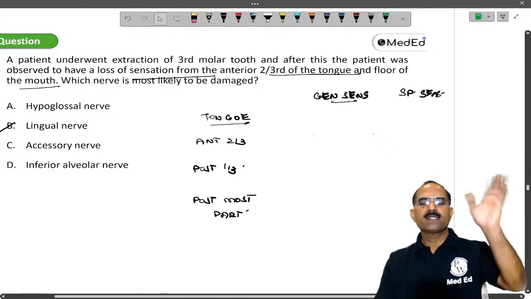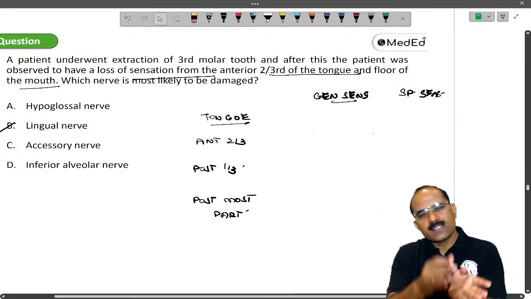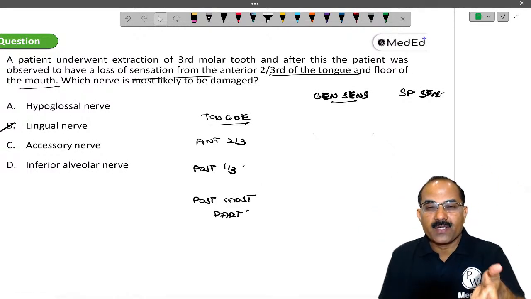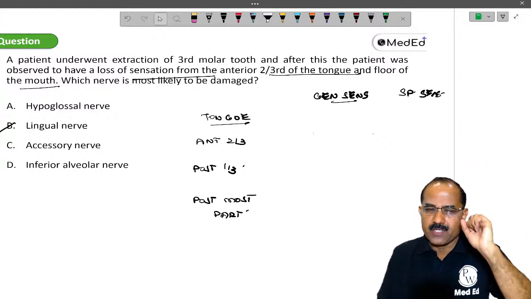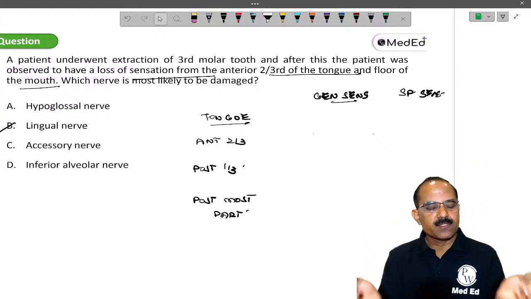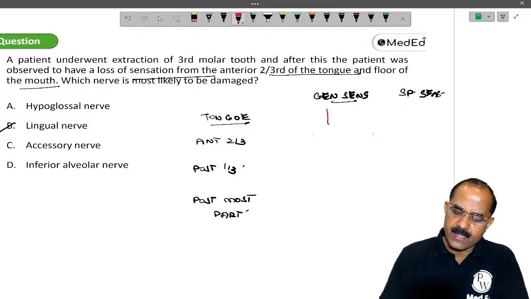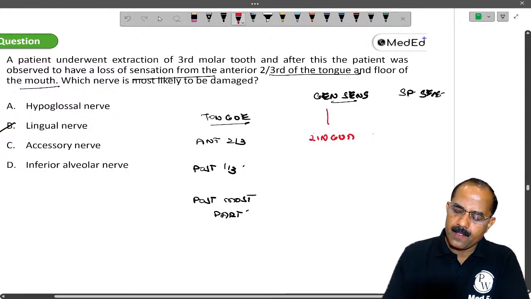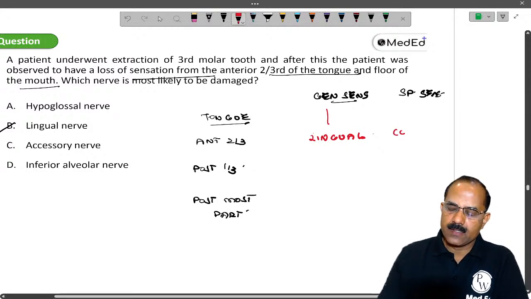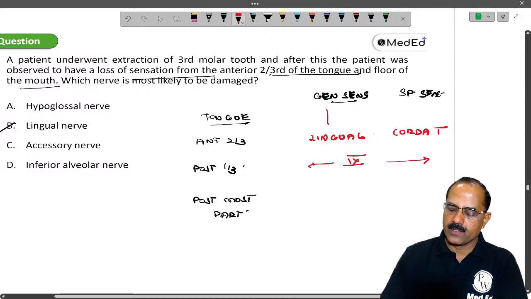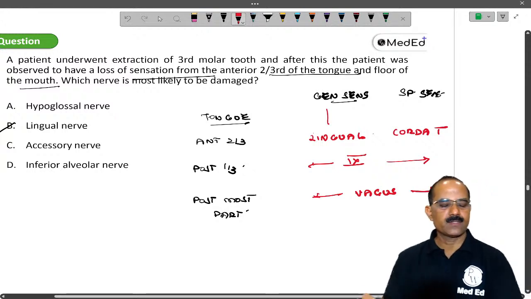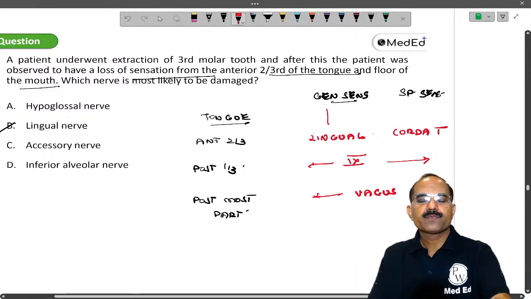Okay, let's start. Anterior 2/3 of the tongue. General sensation, special sensation. General sensation is what? General sensation is touch, pain, temperature. Special sensation is taste. So general sensation is anterior 2/3 of the tongue. What is that? Label. Special sensation is chorda tympani. Posterior 1/3, both general and special sensation is glossopharyngeal nerve, and posterior most part is vagus nerve. Clear to all of you?